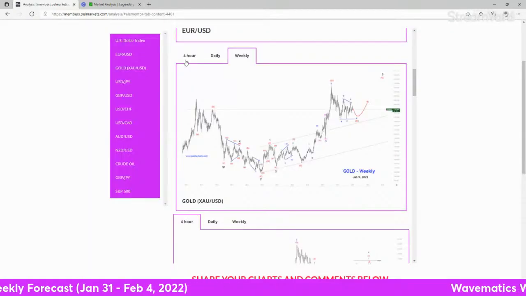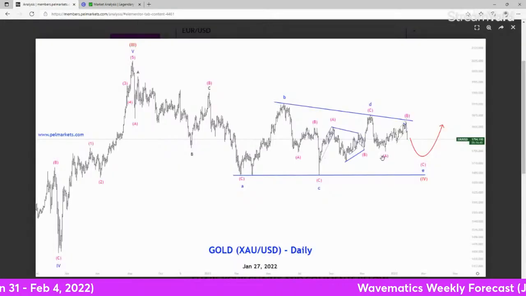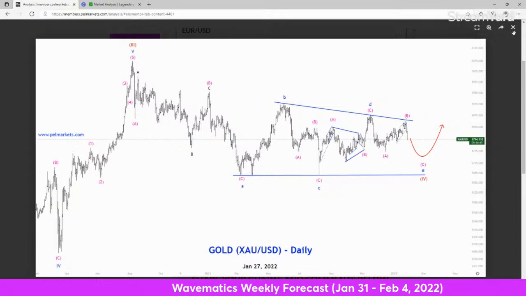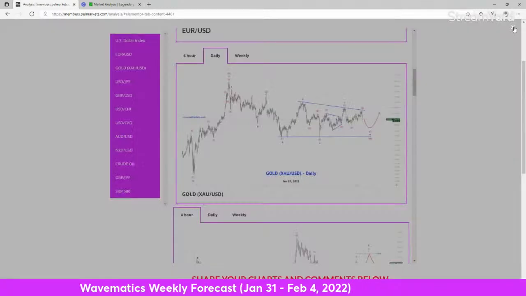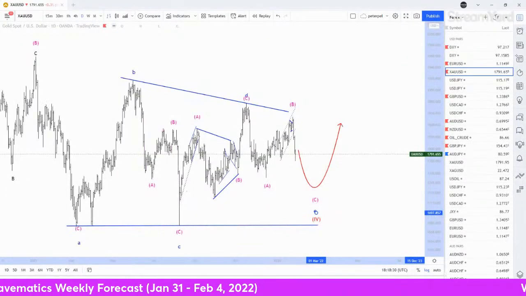So if you look at this, this is what we are looking at daily. It is the same triangle scenario that we are looking for at the daily time frame, and for the 4 hour, and how to trade it this particular week. That is what we just discussed.